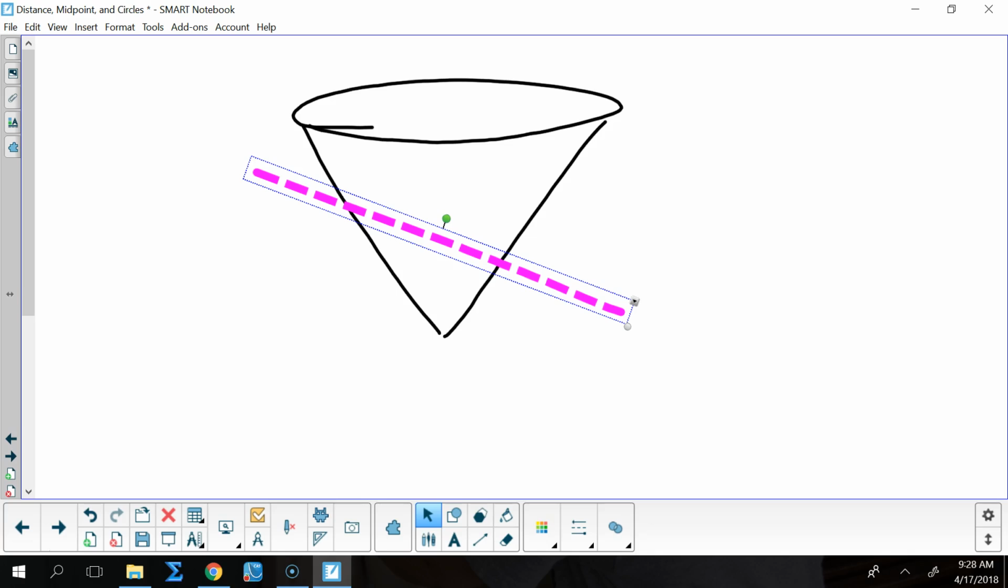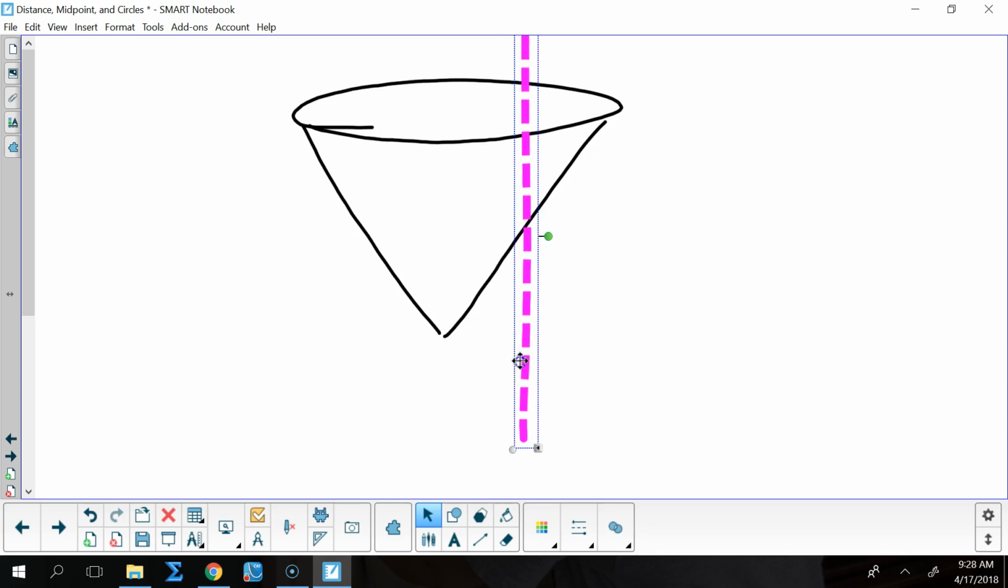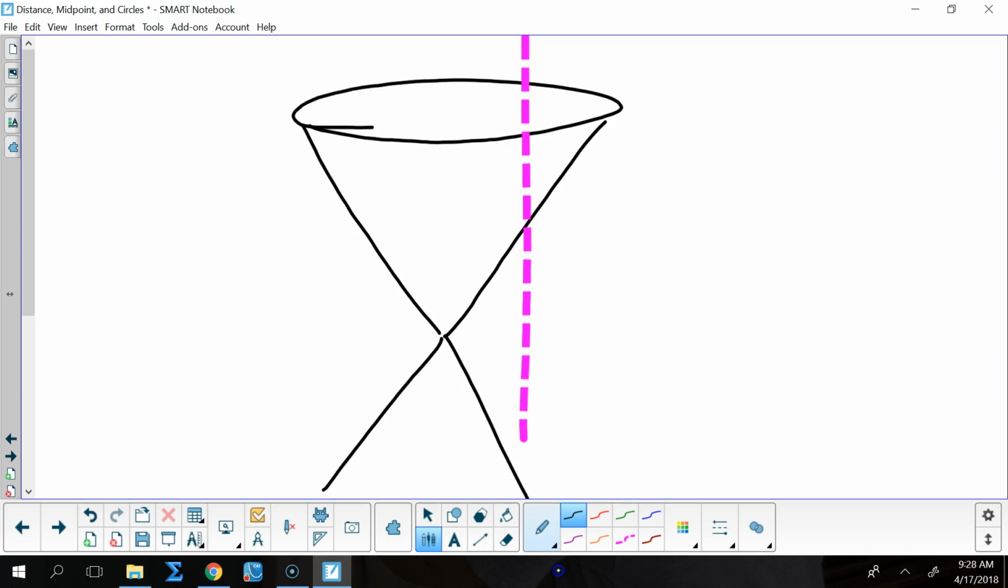If I cut it vertically, that's going to give me a parabola. And if I put 2 cones tip to tip, and I cut it vertically, that's going to give me a hyperbola. Okay? So that's how you slice a cone to get these conic sections.